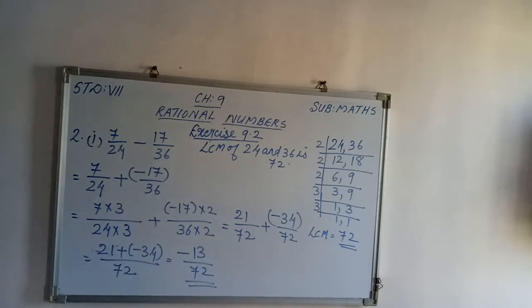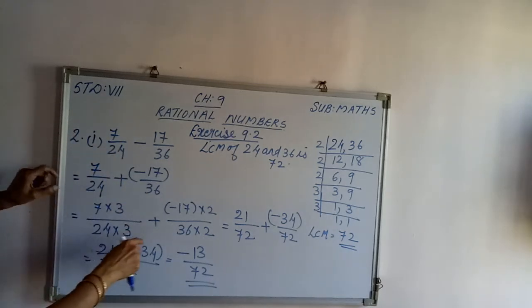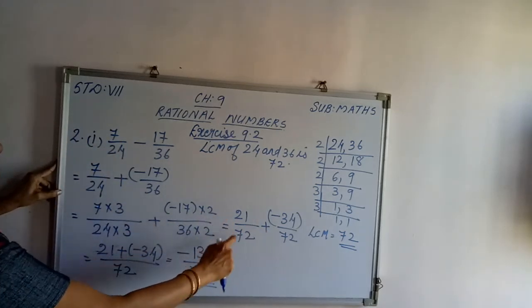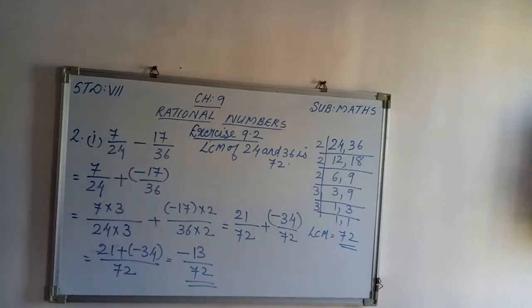I hope it's clear to you. So if you want, you can do it separately also. First you can write 7 upon 24 is equal to 21 upon 72. Then for the next rational number, find out the equivalent and then add it. Otherwise in one step also you can do it.